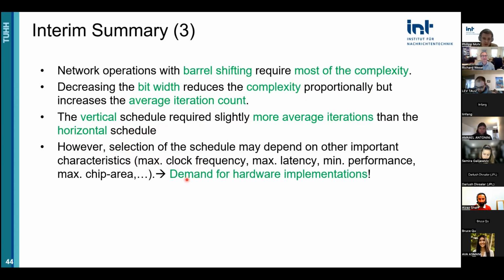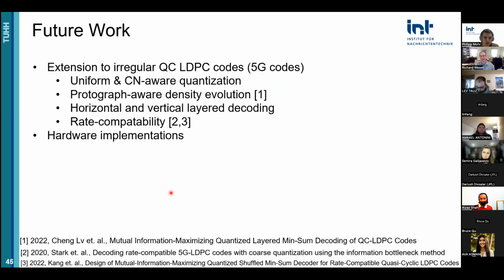So there's a demand for hardware implementations, and we look forward to maybe have some cooperations in that area to get a better idea what's the best choice for practice.